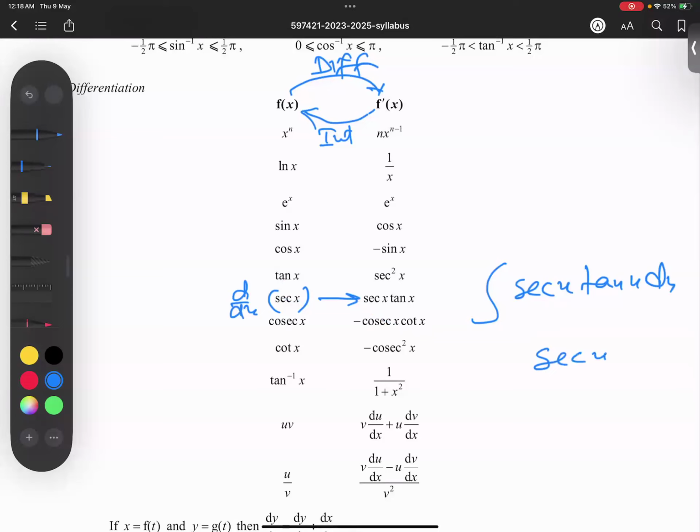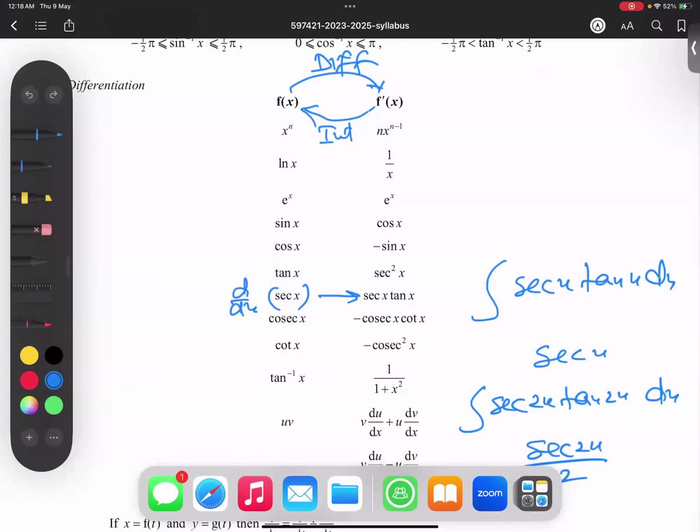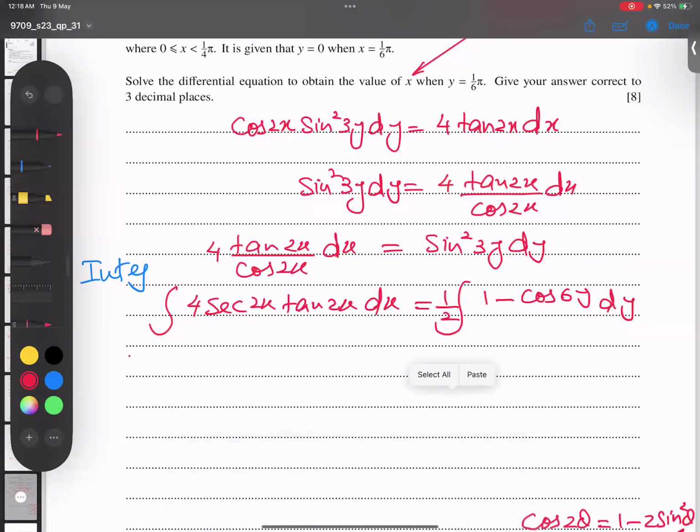But if I have an angle as well, like secant double x, tan double x, what is the integration? I must write secant double x divided by 2. This must come, okay, make sure. So now I think you understood well, and I'm going to do it back. Okay, so look at it, student.